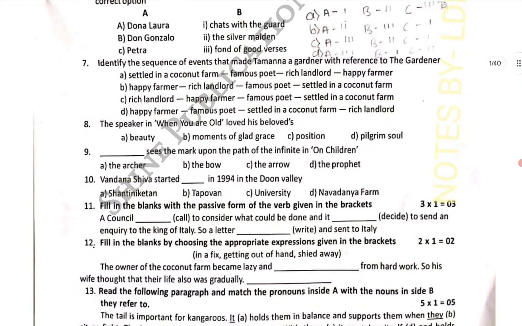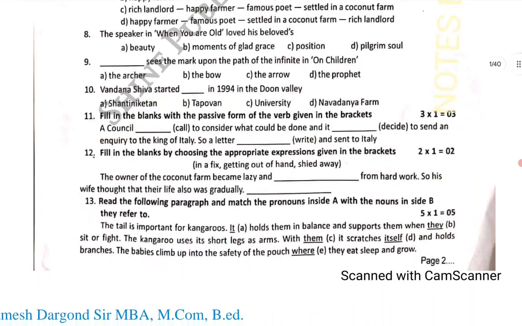Okay, and then next, question number 11. Fill in the blanks with the passive form of the verbs given in the bracket. This is the passive voice question. So here you have to add a helping verb, concerned helping word with respect to the subject, and also V3 of the verb given in the bracket.